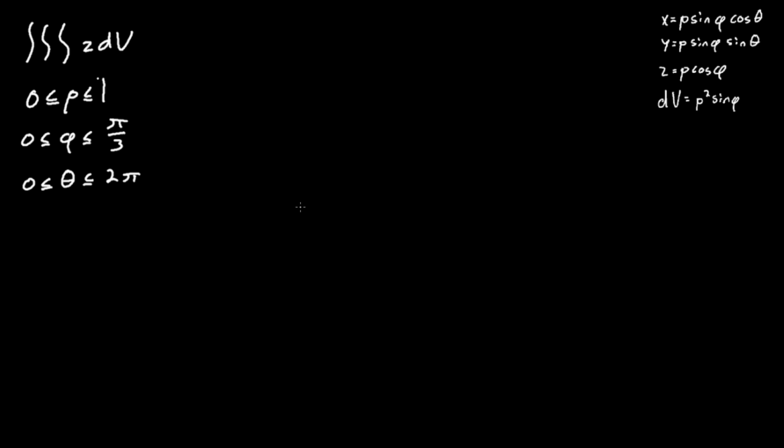Let's do this. Now, we have our bounds. I just gave them to you because by now, hopefully, you understand how the bounds work for spherical coordinates. But all we have to do is substitute for z here. So z is just equal to p cosine of phi, and dV, remember, is equal to p squared sine of phi dp d phi d theta.